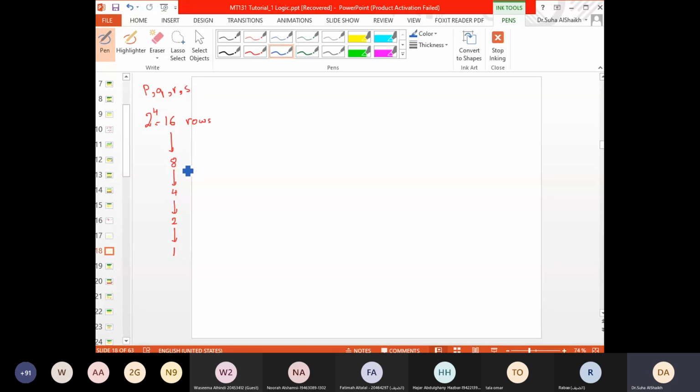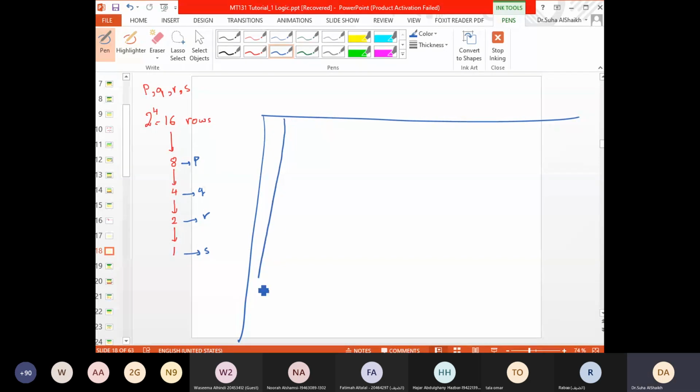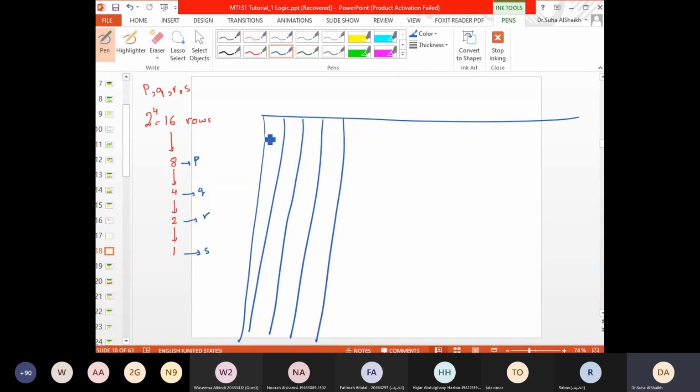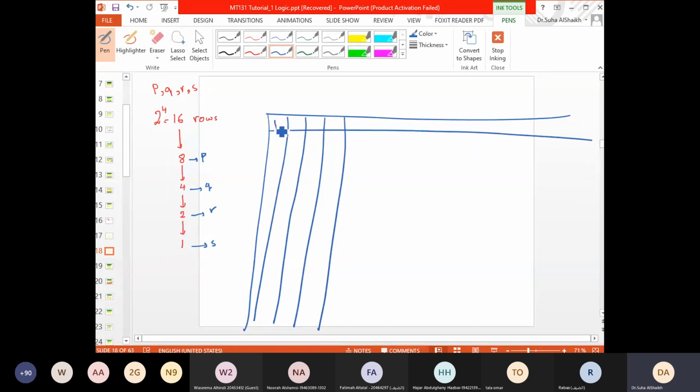نبدأ نسوي matching. ال 8 بتمشي مع ال P وهذه مع ال Q وهذه مع ال R وهذه مع ال S. And we do the table. Straight lines. Here we go. This is P, this is Q, this is R, this is S.